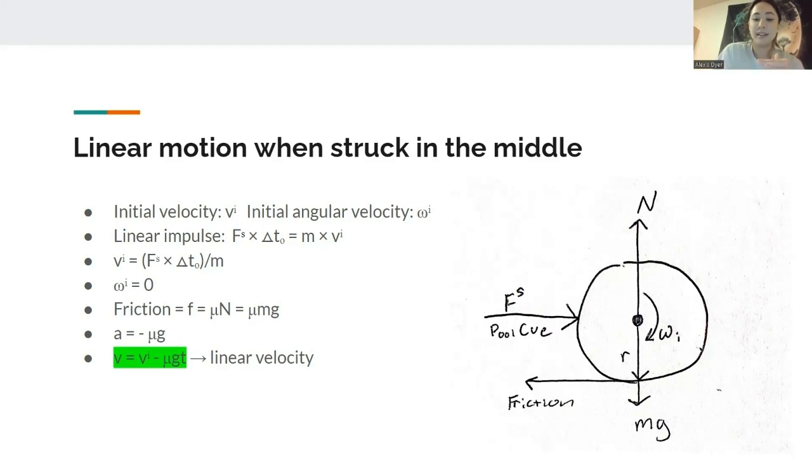And with that, we can see that our normal force and our gravity force are going to cancel each other out. They're a couple. And so knowing that friction is equal to our friction constant times normal force, we can rewrite it to have that normal force instead be our mass times gravity, or our gravitational force. And with that, we can write out our linear velocity when struck in the middle, and that's going to be that initial velocity of the ball minus the friction constant times gravity times time.